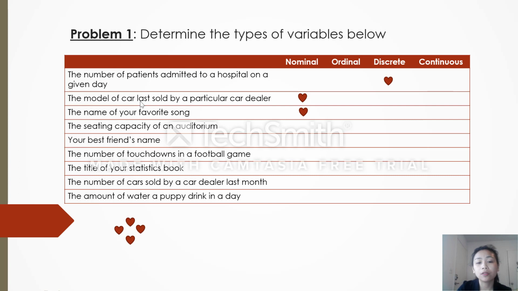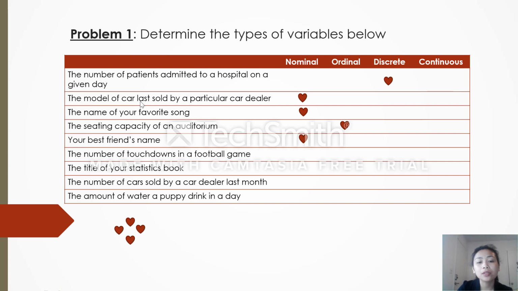The seating capacity of an auditorium. If you enter an auditorium, you see the seats of that auditorium can be labeled by letters or numbers. So the seats in an auditorium do have order, right? So this is an ordinal variable. Your best friend's name. This is an example of qualitative variables, and it should be nominal.